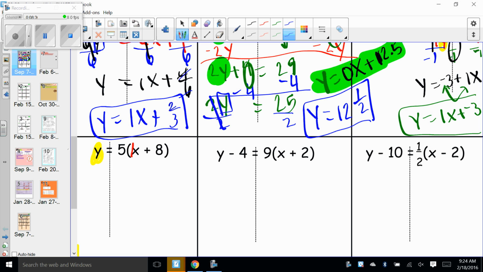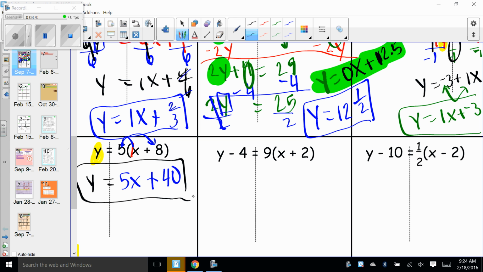We have to send it in 2 times. We're going to take that 5, multiply it in, and reattach the variable x. That becomes 5x. Sign in the middle is plus. Then take that 5 and distribute. 5 times 8 is 40. If I haven't used it, I drag it down. So we end up with y equals mx plus b. Y equals 5x plus 40.